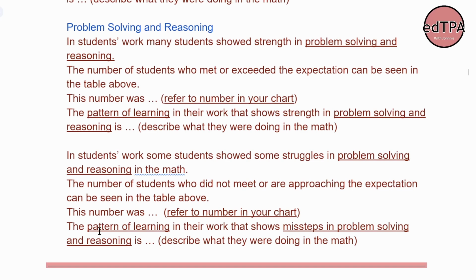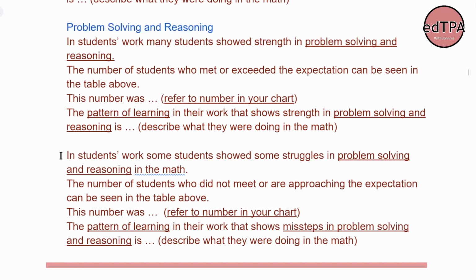Last one, problem solving and reasoning. In students' work, many students showed strength in problem solving and reasoning. The number of students who met or exceeded the expectation can be seen in the table above. This number was, making the reference, and then going to pattern of learning. The pattern of learning in the work that shows strength in problem solving and reasoning is, describe what they were doing in the math. So this is strength in problem solving.